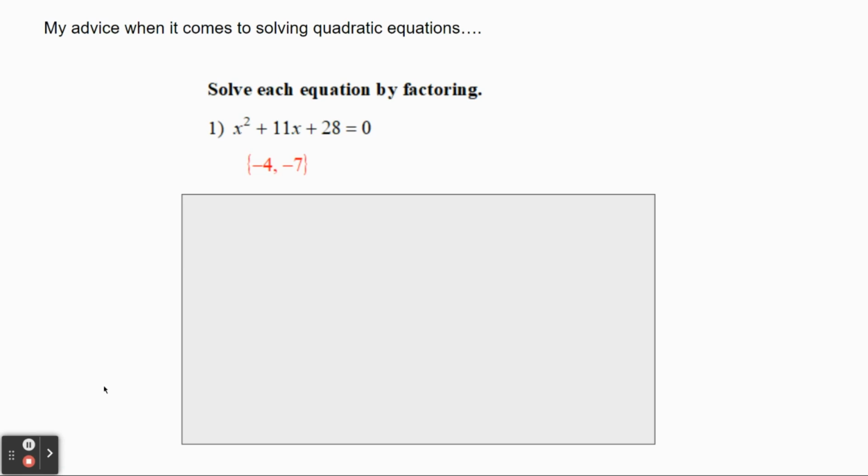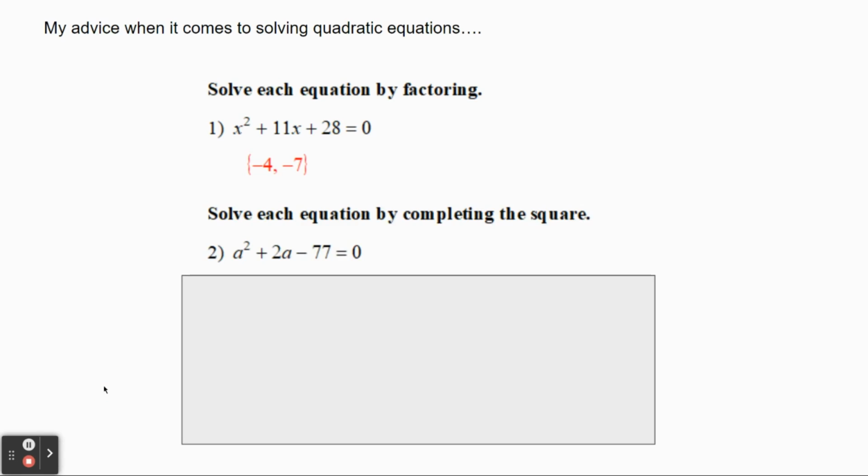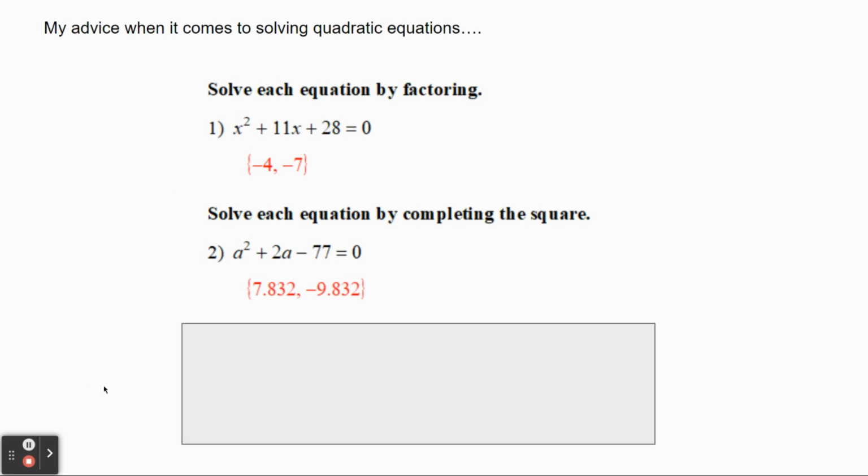But what if it's not factorable? Well, then I say if a is equal to 1, go ahead and try completing the square. We're going to look today at the quadratic formula, but I would say completing the square might be a little less time consuming. So if a is equal to 1, try completing the square.